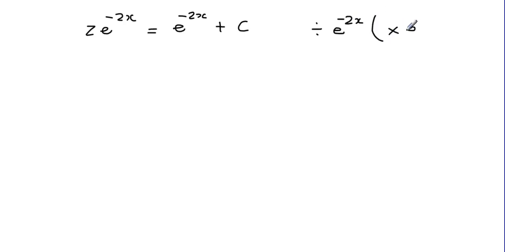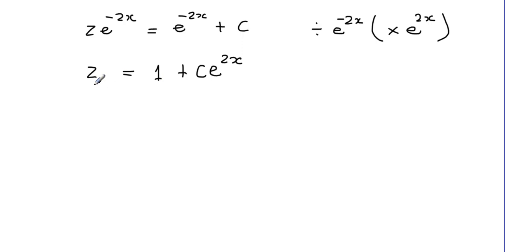So then proceeding here, we've got z times e to the power minus 2x equals e to the minus 2x plus a constant c. Then dividing both sides by e to the power minus 2x, which is the same thing as multiplying both sides by e to the power 2x, you get the same result. That gets you to z equals 1 plus c e to the power 2x. So now we've solved the first order linear equation in terms of z.